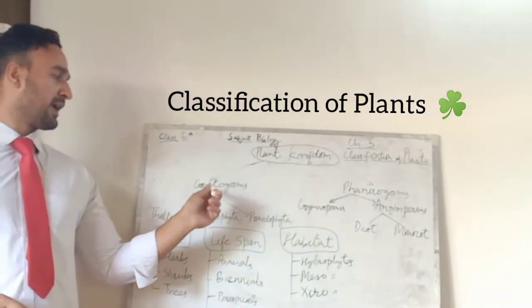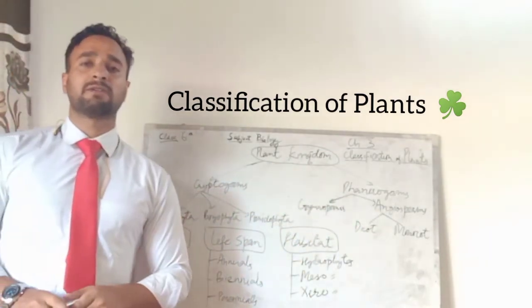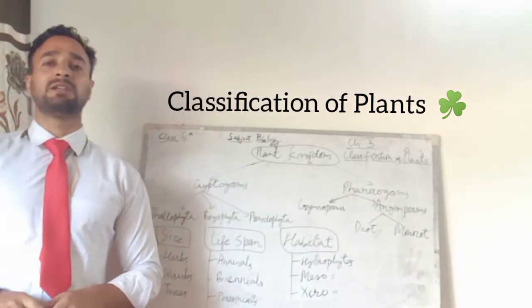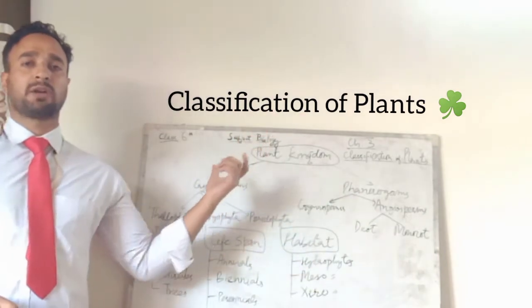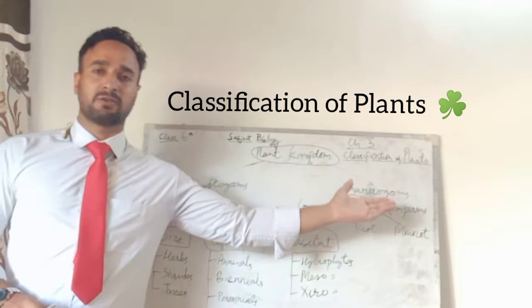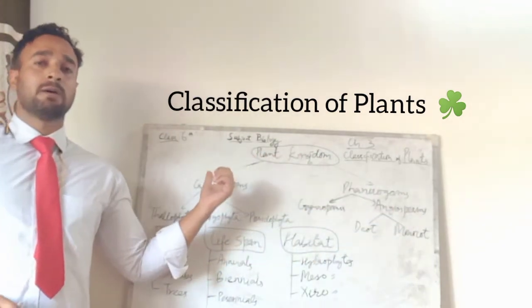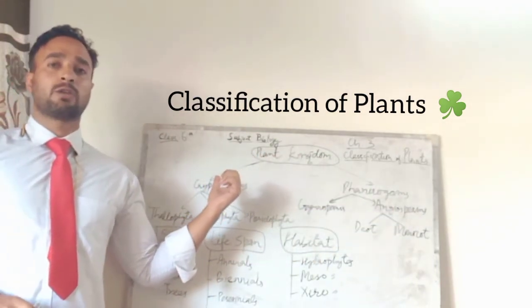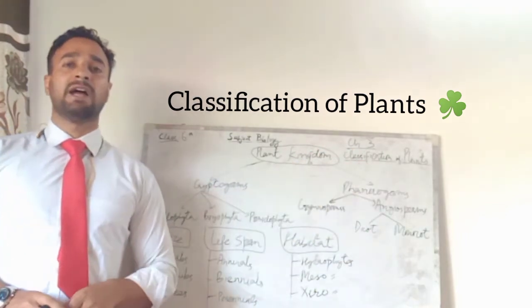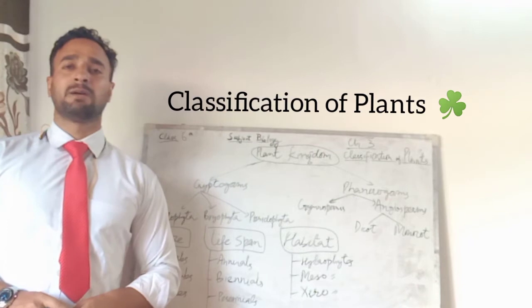Cryptogamous are those plants which do not bear flowers and which do not bear seeds, while phanerogamous are the seed bearing plants. So there are two broad categories of plants, cryptogamous and phanerogamous. Cryptogamous are non-fruit bearing or non-flower bearing plants, while phanerogamous are flower and fruit or seed bearing plants.